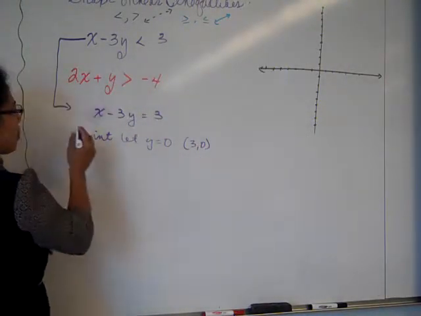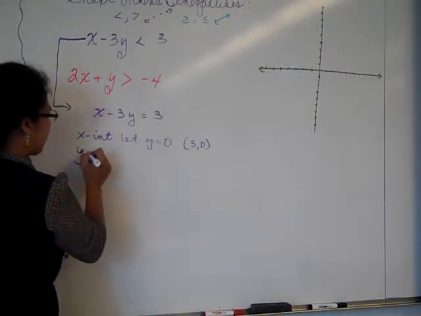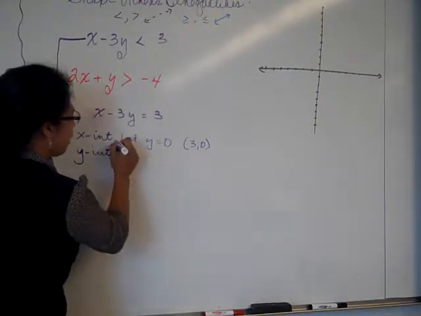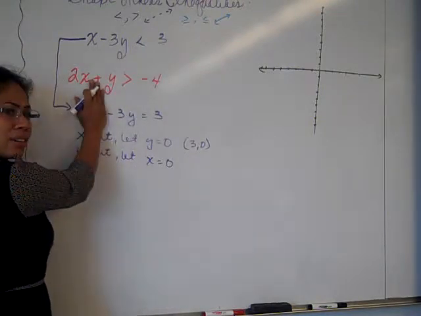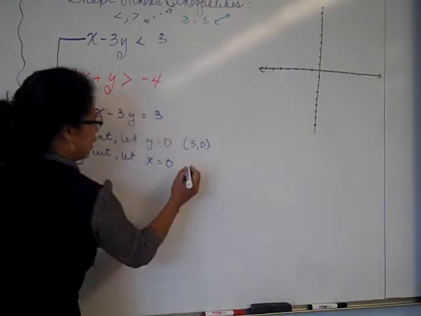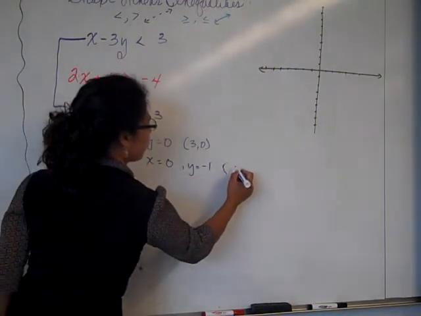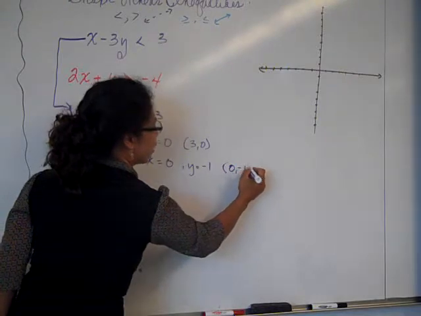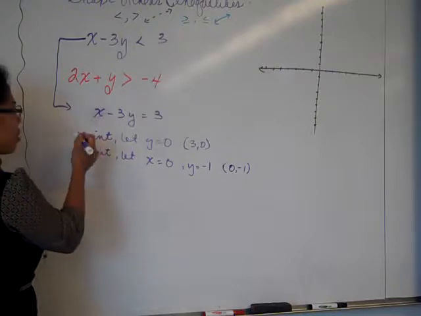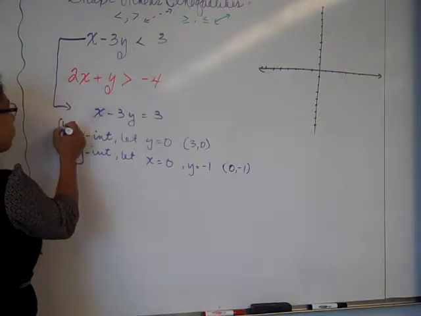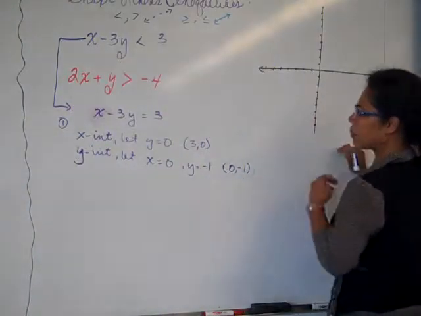I need to find another point. What do you want to do? You want to find the y-intercept? Okay. To find the y-intercept, we let x equal to 0. When x equal to 0, it looks like this. And tell me what y is. Y equal to negative 1. So what is your point? 0, negative 1. Right? So here, the first thing we did, we found a line, which is a boundary. We found our boundary. Our boundary is a line. All right? Let's go in and graph our line, which is our boundary.